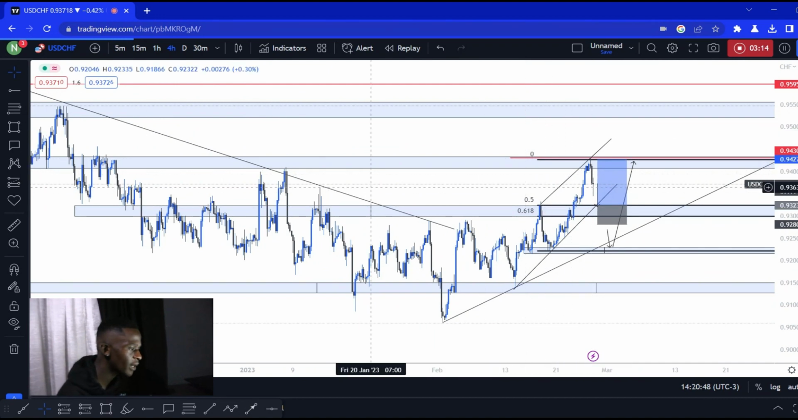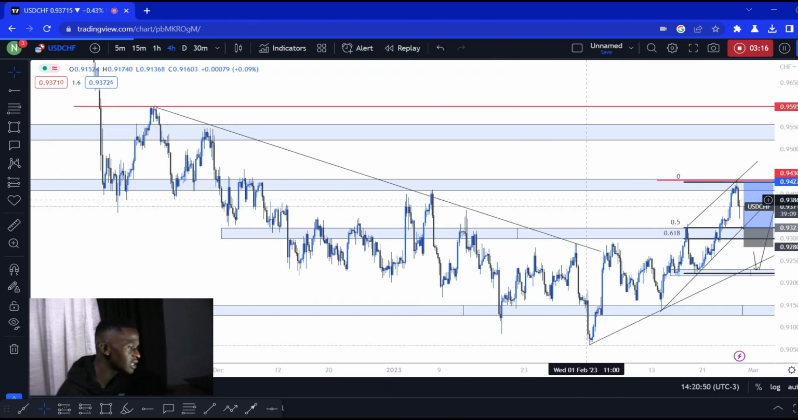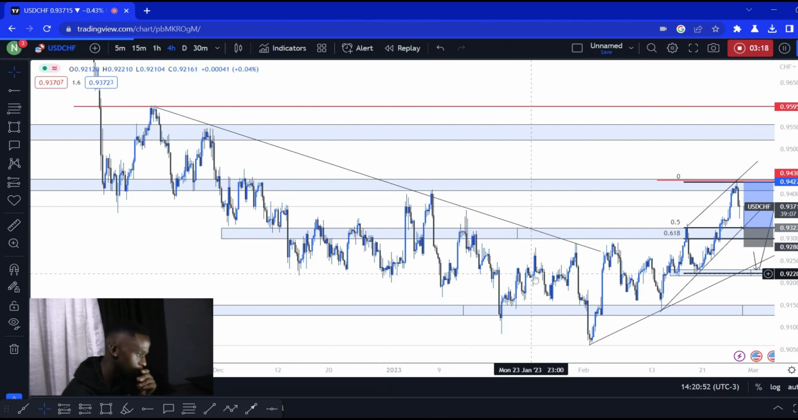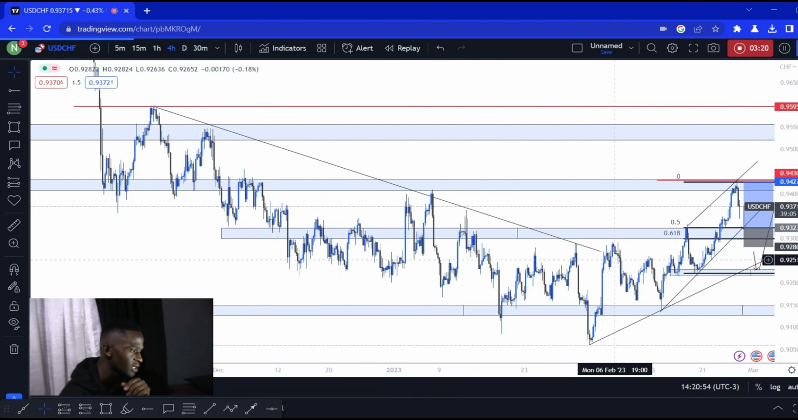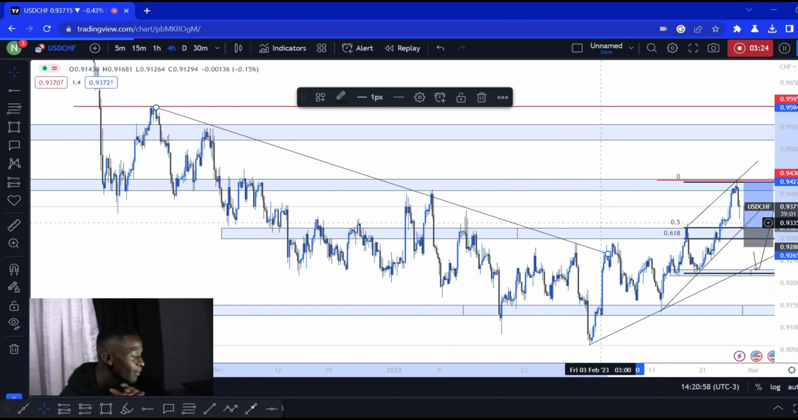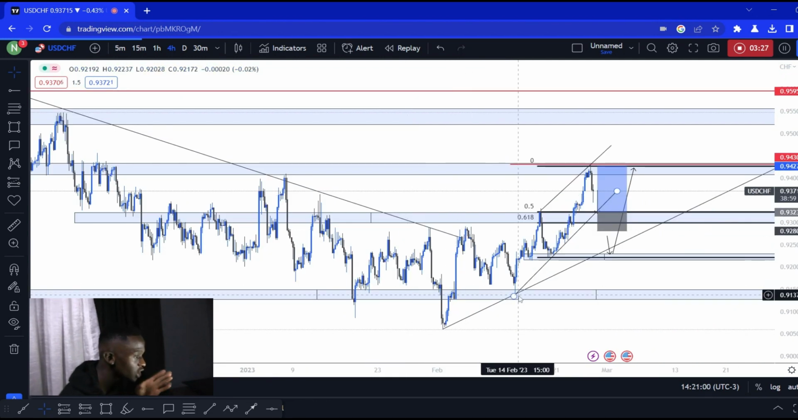So now on USD CHF, what I'm looking for is very simple, guys. Simplicity is the way. This chart is not as complicated as you guys see it. It is actually very simple. So now looking at USD CHF, what I'm seeing is that the market was in a downtrend.